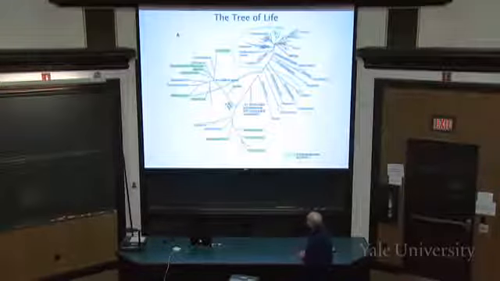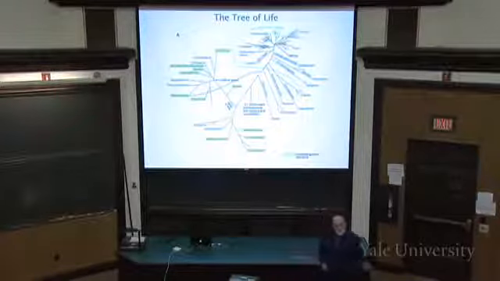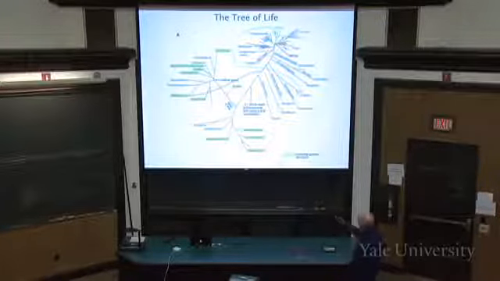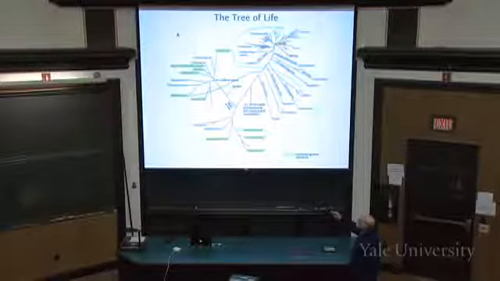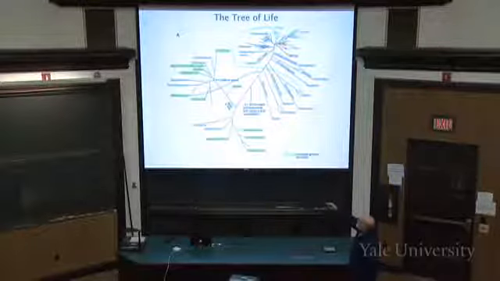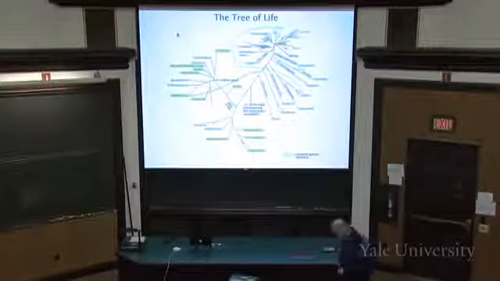So this is the same picture of the tree of life that I used earlier in the course. And basically it shows you that since about 3.5 billion years ago, there have been 3 large clades that have developed.